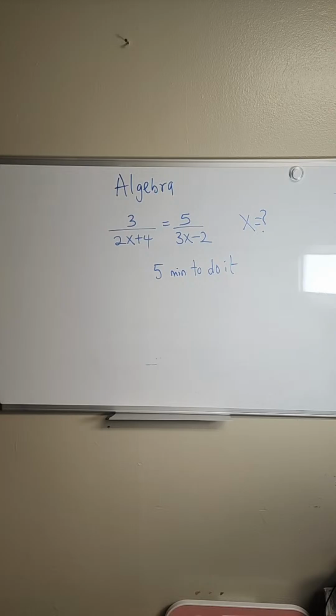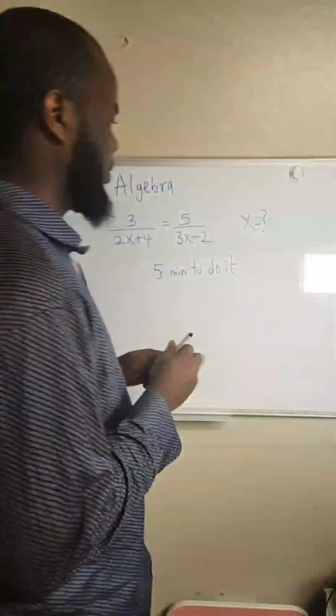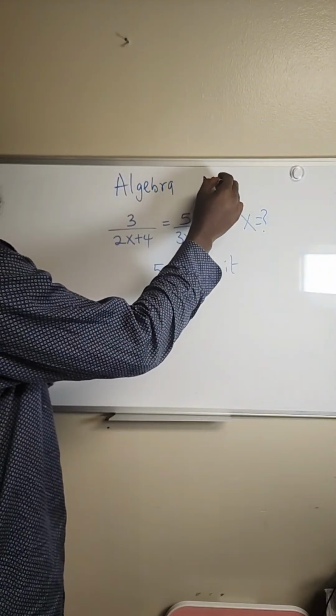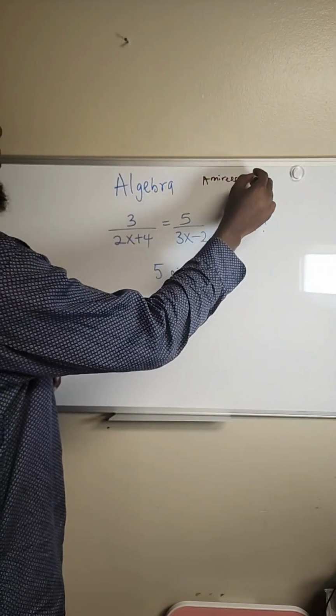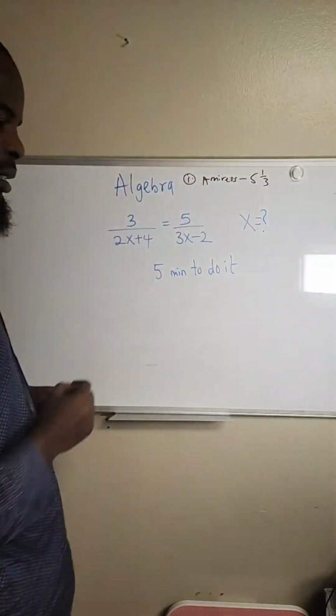Oh, Amires, the answer is 5 1/3 for this question, right? Okay. Now let me ask you, Amires. If you saw the answer is 5 1/3, let me write it down here. Amires, 5 1/3. Okay? We've gotten one answer.